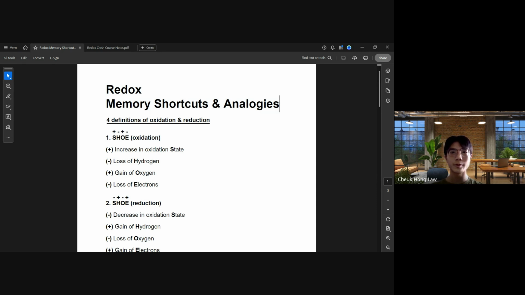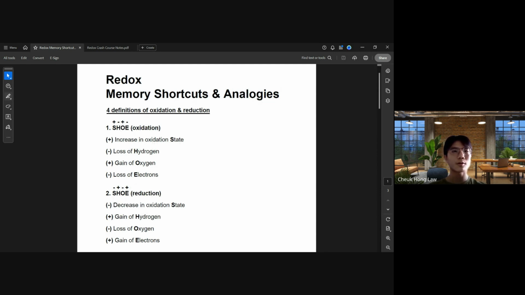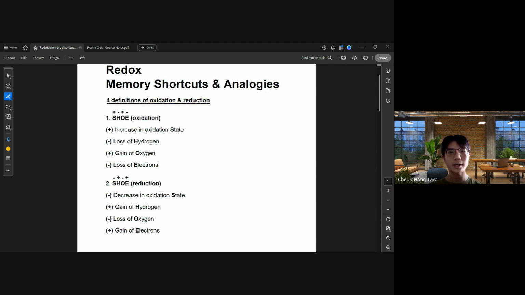Okay, now we'll go through the redox memory shortcuts and analogies that have helped many of my students master this chapter. So we'll start off with the 4 definitions of oxidation and reduction. The memory shortcut is SHOE. For oxidation, it will be plus, minus, plus, minus.